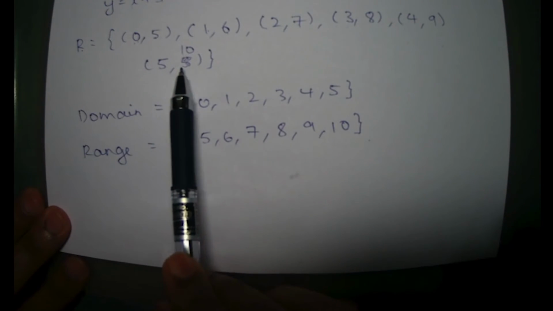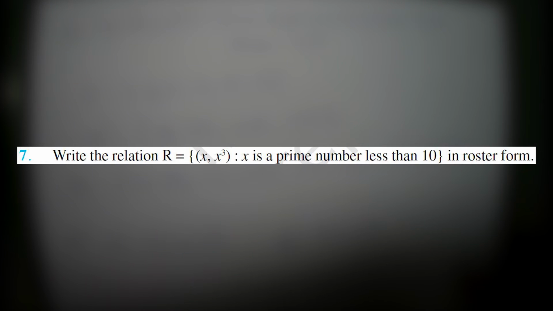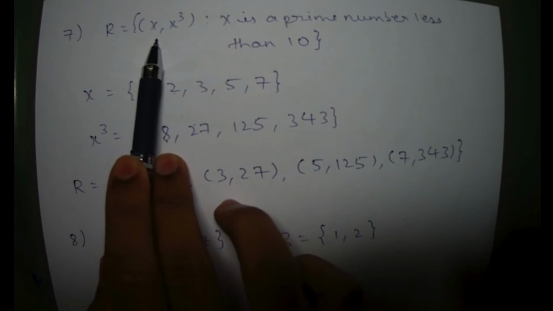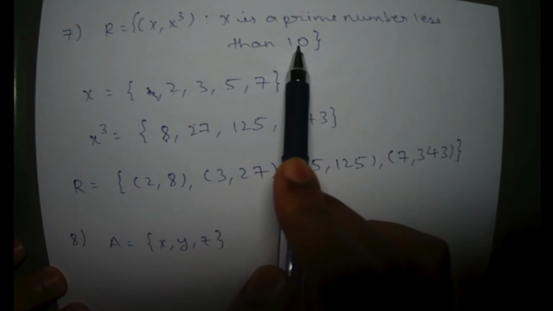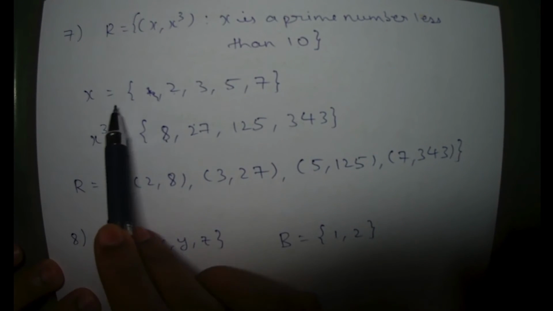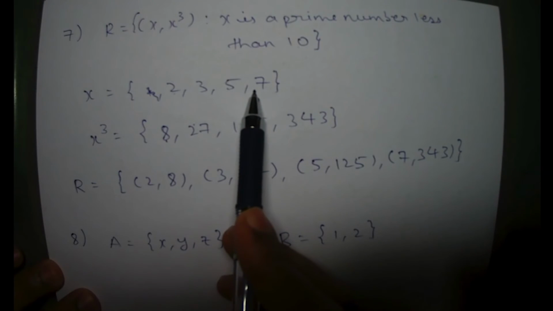Coming to the 7th question, write the relation {(x, x cube)}, where x is a prime number less than 10, in roster form. So we have the relation where (x, x cube) is the ordered pair, x is a prime number less than 10. So from this we can get to know x is equal to 2, 3, 5 and 7. These are all the prime numbers less than 10.